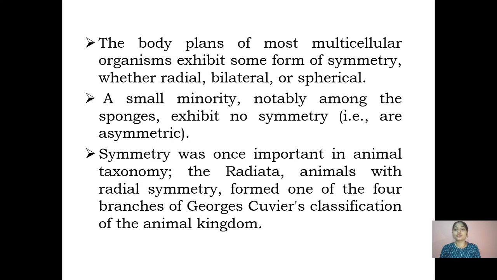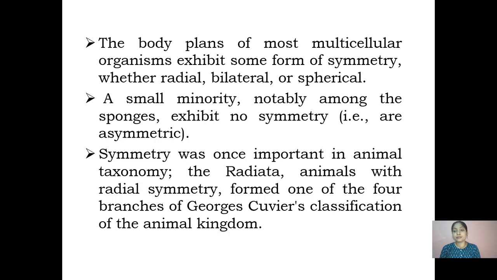The body plans of most multicellular organisms exhibit some form of symmetry. It could be radial, bilateral, or even spherical. Whereas a small minority, mostly sponges, exhibit no symmetry. That is, they are asymmetric in nature. Because of their irregularity in size, it is not possible to have symmetry. Therefore, they are said to be asymmetric in nature.